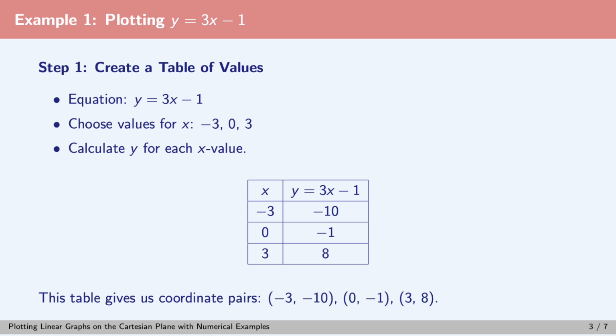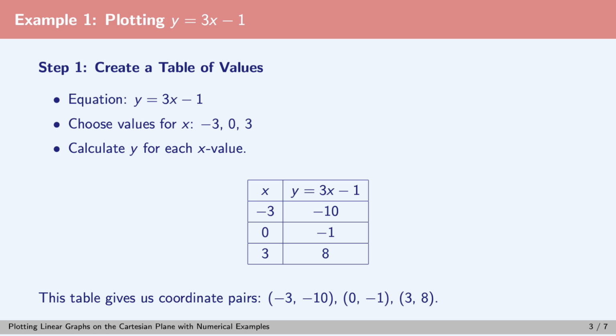For the first example, let's plot the equation y equals 3 times x minus 1. We'll start by creating a table of values, picking some x values, and calculating their corresponding y values. Let's use x as -3, 0, and +3. When x is -3, substituting it in gives us y equals 3 times -3 minus 1. That's -10. So in row 1, column 1 of our table, we have x as -3 and y as -10.